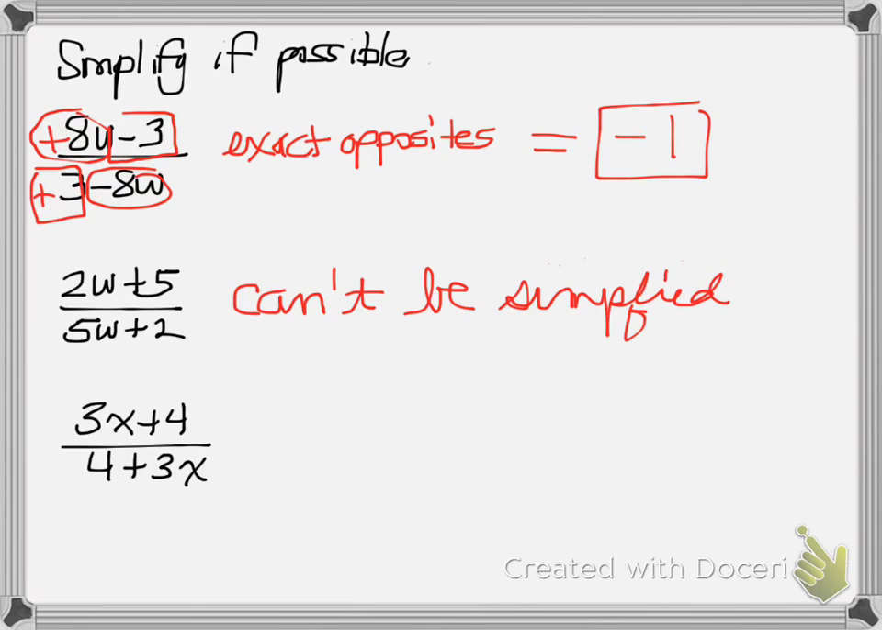Okay, the last one. First thing is I check to see if they can be factored. They can't. So then I look at the terms. I have a 3x in the numerator, a 3x in the denominator. I have a 4 in the numerator, a 4 in the denominator. They're not in the same spots, but they're all the same people. So those would divide out, and those are the same people, so they would make a 1. Okay, so that's the difference between those three types of problems. Any questions on those?